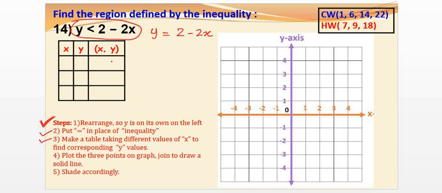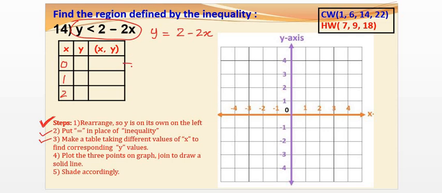Now here you can see I have drawn a table. It has x values here, y values here, and it's your choice if you want to make a third column to write the ordered pair. How will you choose the x values? It's all your choice. You can choose any values, but try not to choose very large values, so that you cannot plot them on the graph. Usually we choose very small numbers for x. So let's say I select 0, 1 and 2.